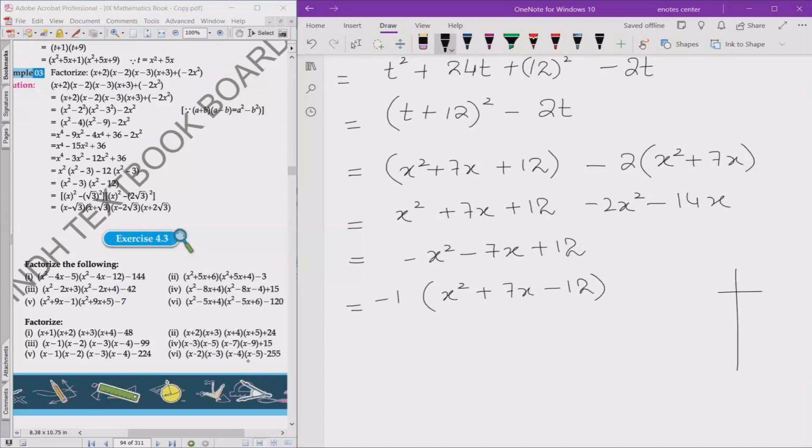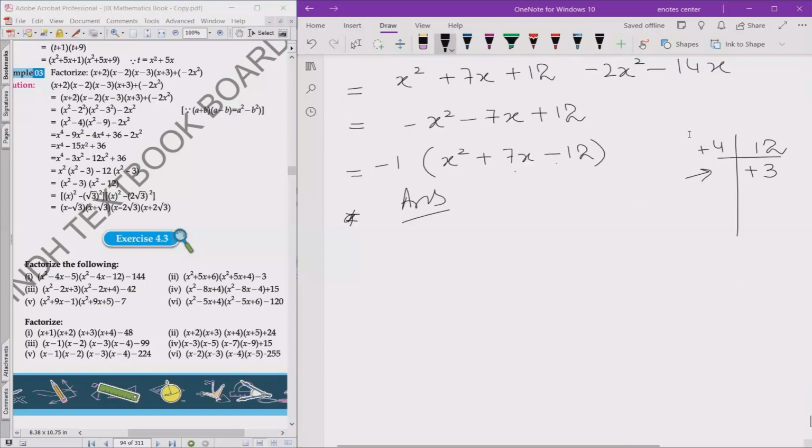Now we will see whether this can be solved by middle term break or not. 12 and 12, and after that 4 3s are 12. So here we have plus and plus sign, so we would get plus 7, but here is a minus sign, so we cannot further factorize this term. So it cannot be factorized. So this is the answer of this question. It cannot be further factorized.